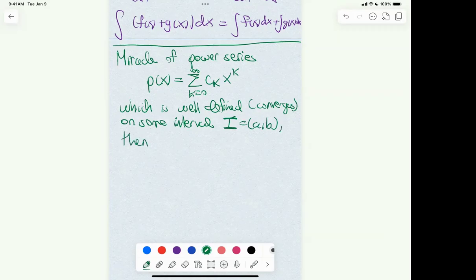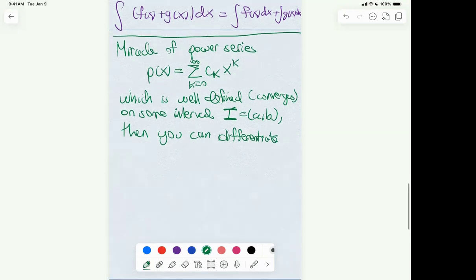Then you can integrate it and differentiate it term by term. Let's start with the derivative. You can differentiate it term by term. I'll emphasize that with a different color.